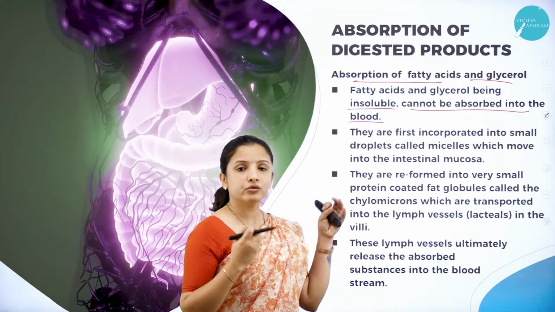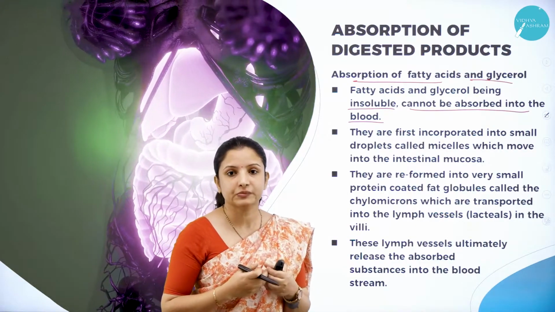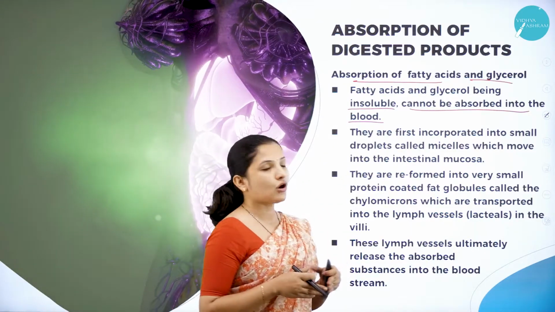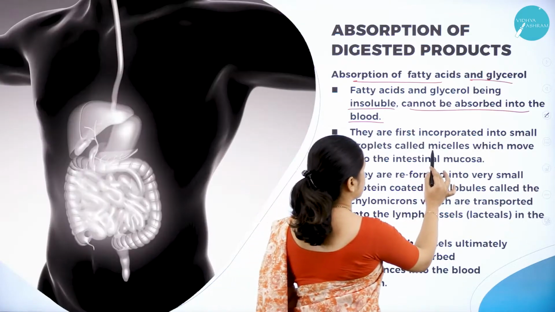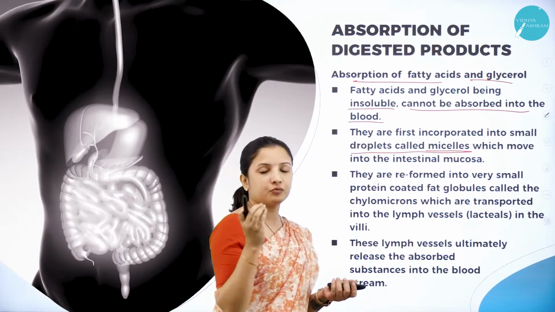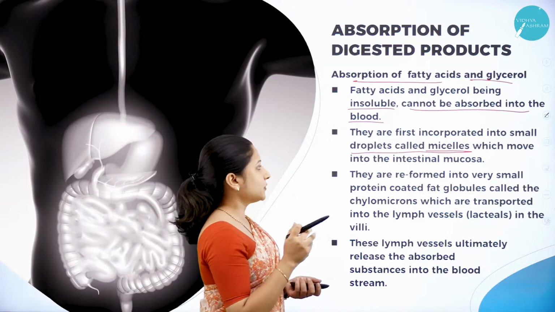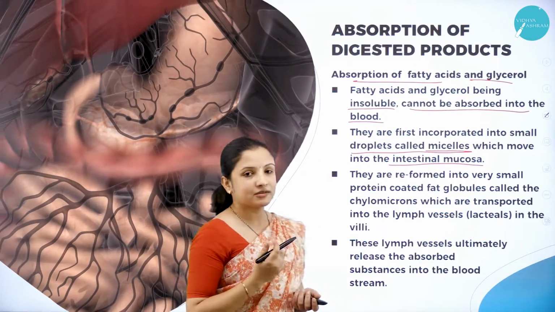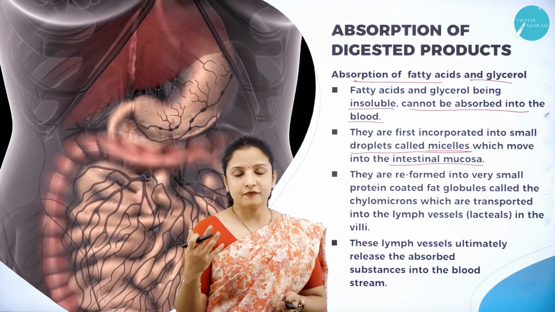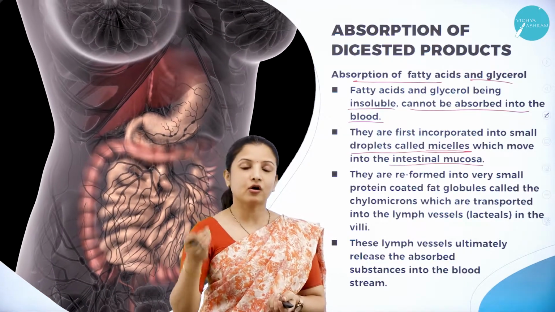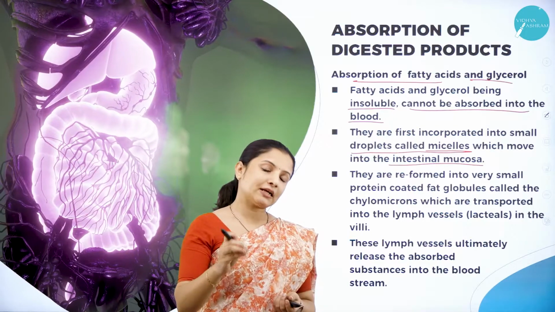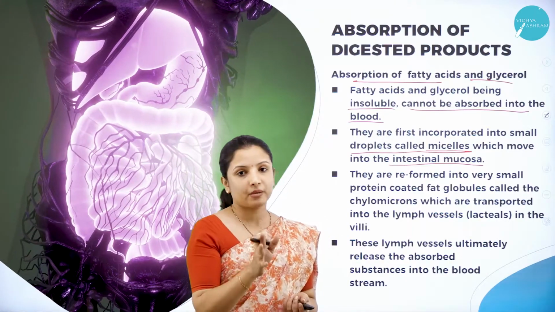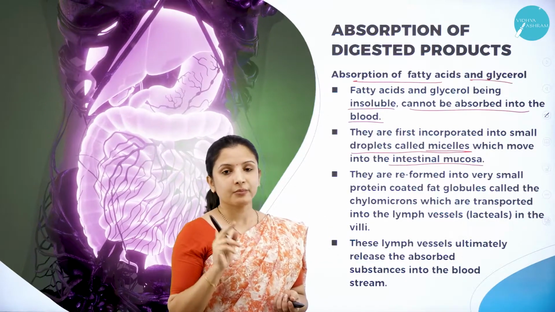So it is a complex mechanism. Then how do they get absorbed? Here, they are first incorporated into small droplets called micelles. Then these micelles move into the intestinal mucosa. Where are these fatty acids and glycerol present? They have been formed into simple forms of fatty acids and glycerol in the small intestine. There they form small droplets called micelles and then move into the mucosal membrane of the small intestine. From the mucosal membrane, what happens to them? We shall see.